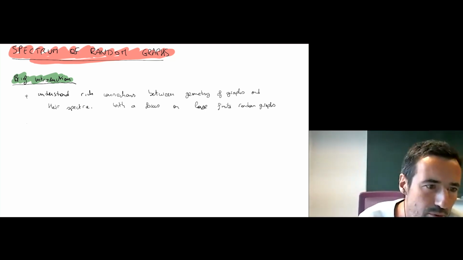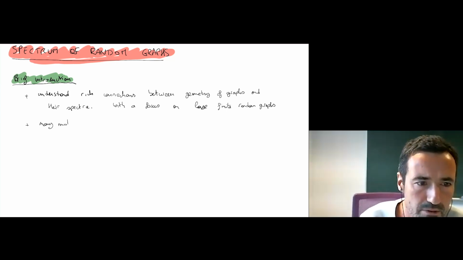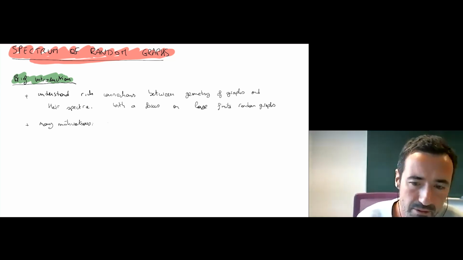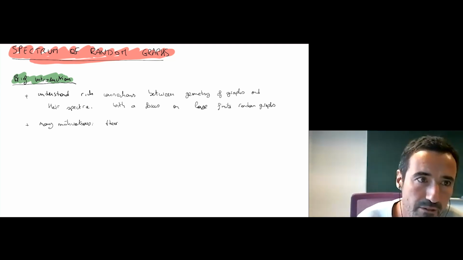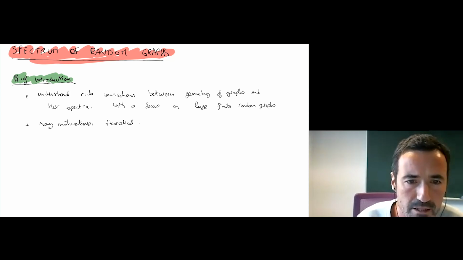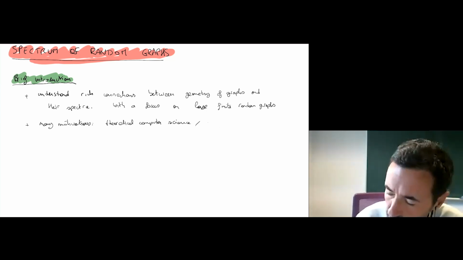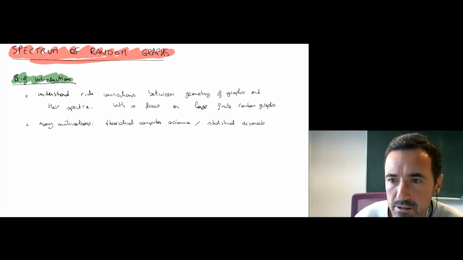So why should we do that? There are many motivations which come from different horizons. Historically, one of the driving forces of the study of random graphs and their spectrum was theoretical computer science, and also some motivation from statistical physics of disordered media. I will try along the course to give you some examples.